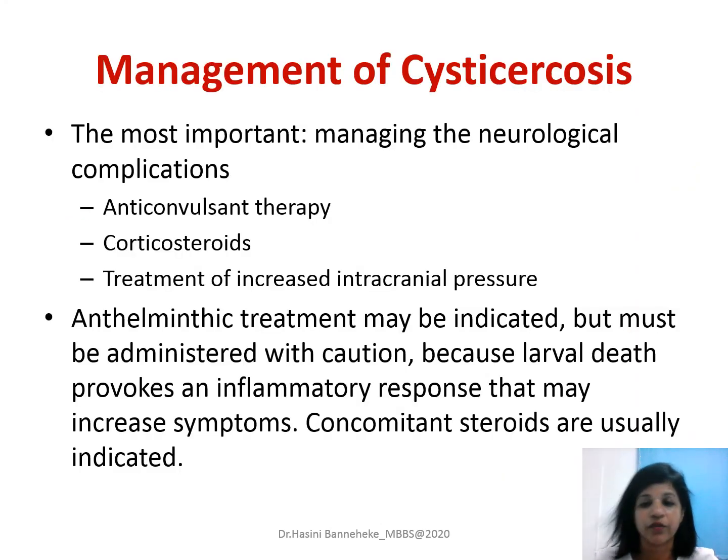So for the management of cysticercosis, the most important thing is managing the neurological complications, not managing the parasitic aspect. So if it is neurocysticercosis, then relevant symptoms should be managed accordingly. For example, the patient may need anticonvulsant therapy, or may need corticosteroids if the patient has edema. So basically, it is relevant to the symptoms or the clinical manifestations that they have.